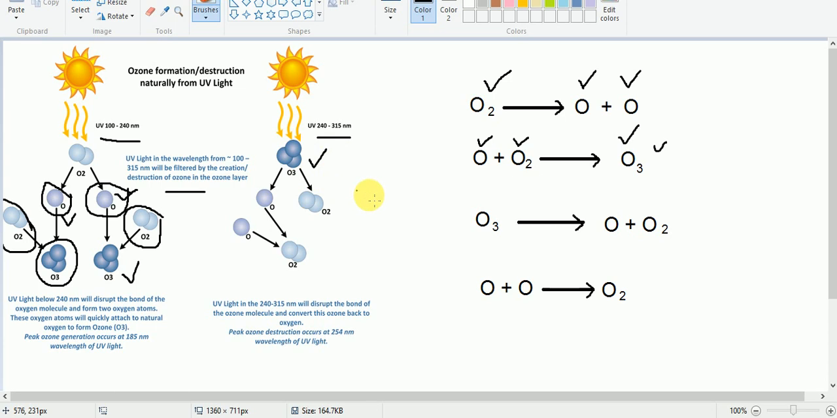Then this O3 will be split into one atomic oxygen and one molecular oxygen this way. When a UV ray strikes it, it is split into one atomic oxygen and one molecular oxygen, and this atomic oxygen may combine with another atomic oxygen and form one molecular oxygen.